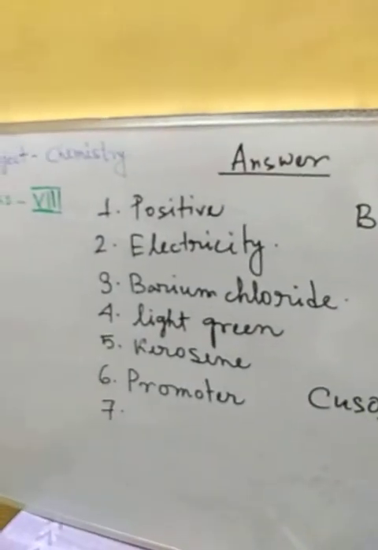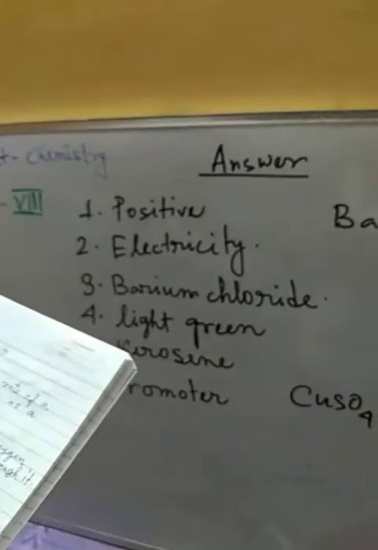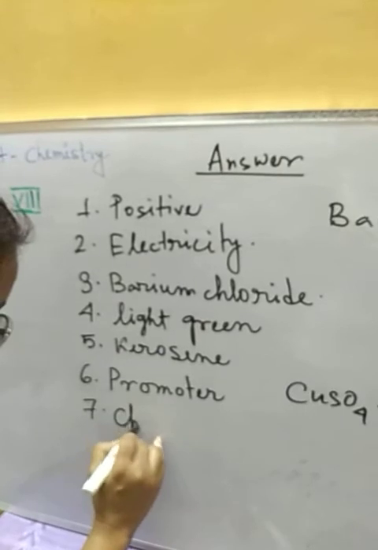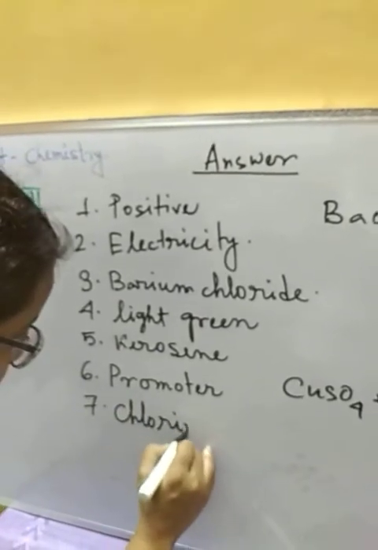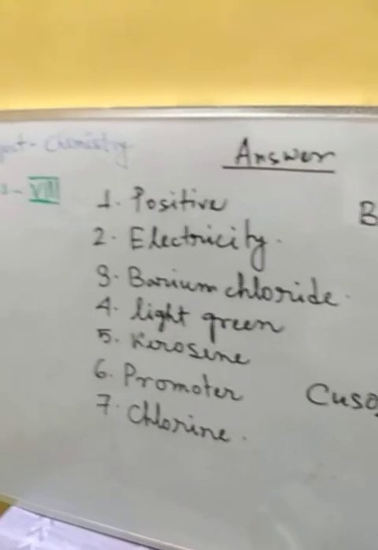Next, question number 7. The name of the element with atomic number 17. Atomic number 17, the name of the element is chlorine. Chlorine is having atomic number 17.